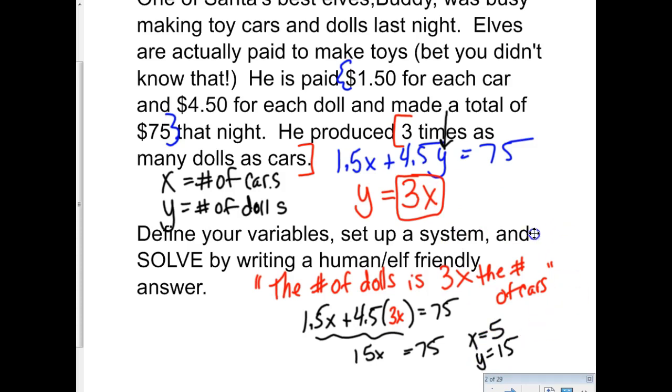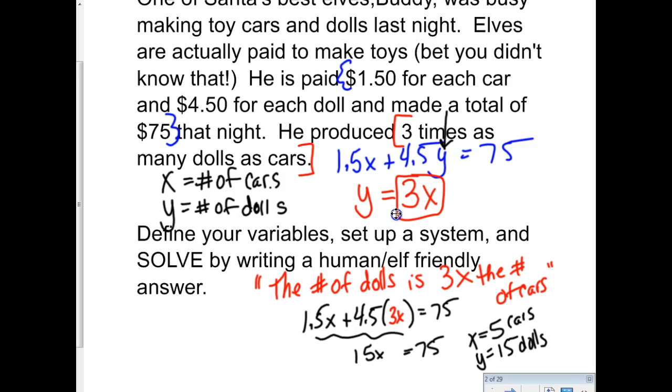Now, before I commit to this answer, stop and think about what you just wrote down. X is the number of cars, and 15 is the number of dolls. And remember that weird clue that was kind of giving us pause? It says 3 times as many dolls as cars. Did you end up with 3 times as many dolls as cars? We did, so we could feel like we've done this right.